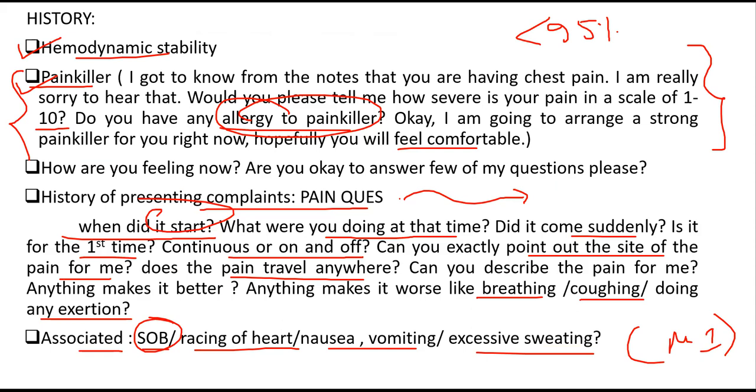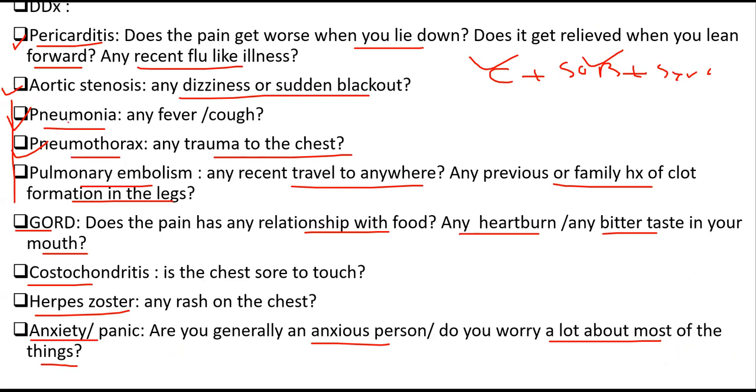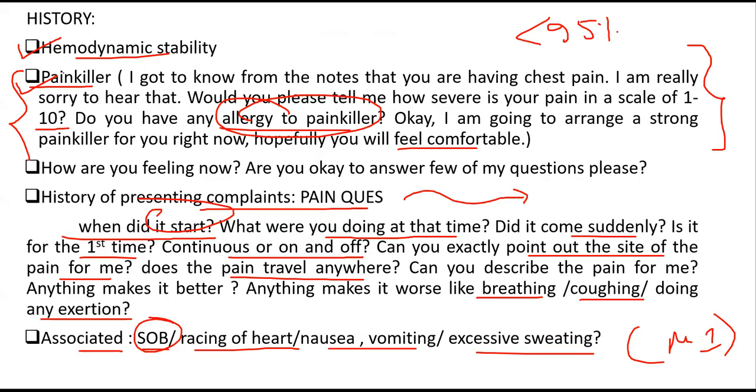So for a 6-minute case, the history needs to be a little bit more prolonged and extensive like this. But in case you have 3 or 4 tasks, then you have to cut it short. You don't need to ask all these differential diagnoses in this case. Okay? But that's how we will do a chest pain cluster.